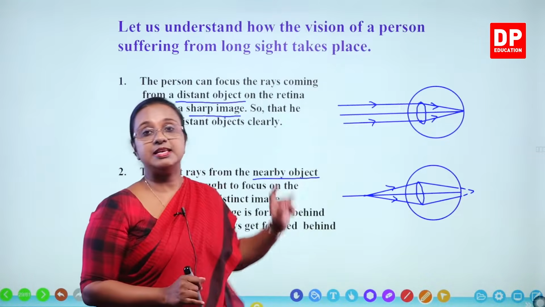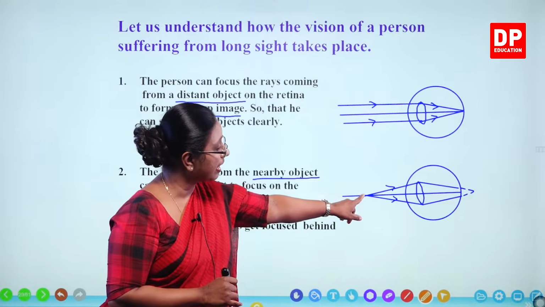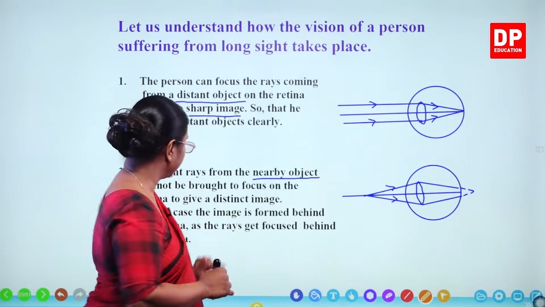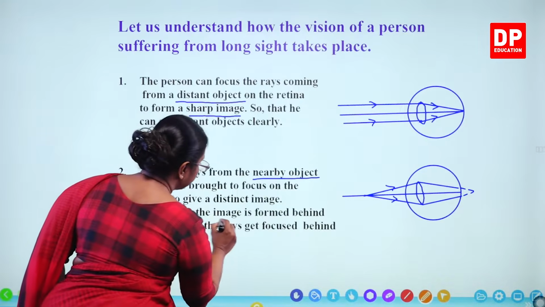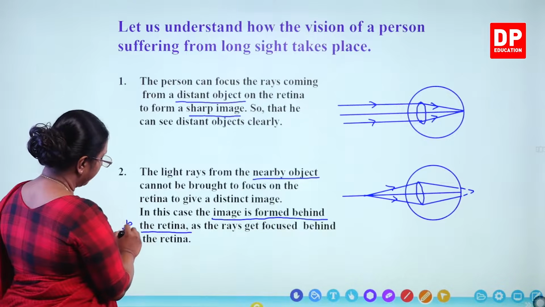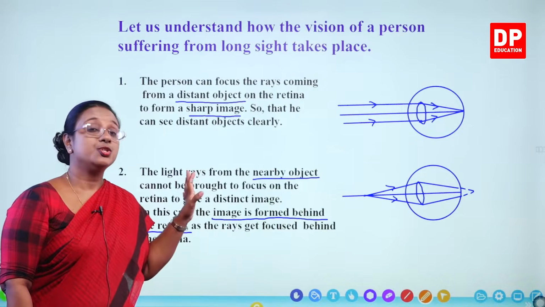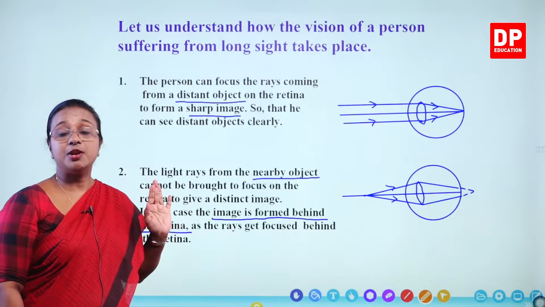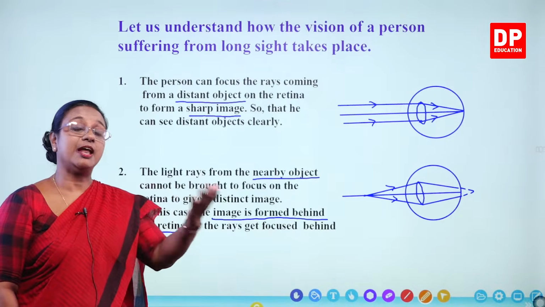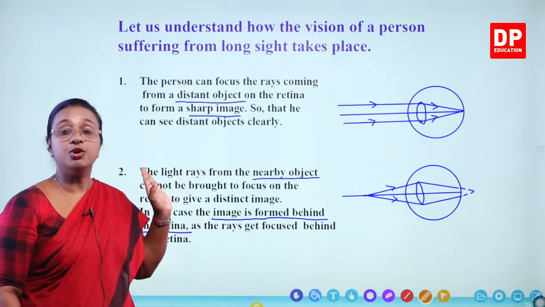Far objects can be seen clearly because the image forms on the retina. But when the object is close by, it forms the image behind the retina. So, that's important. In this case, the image is formed behind the retina, as the rays get focused behind the retina. Because of that, the image will not be recognized by the brain because the image information cannot be given to the optic nerve. So, this is the problem that leads to long sight.